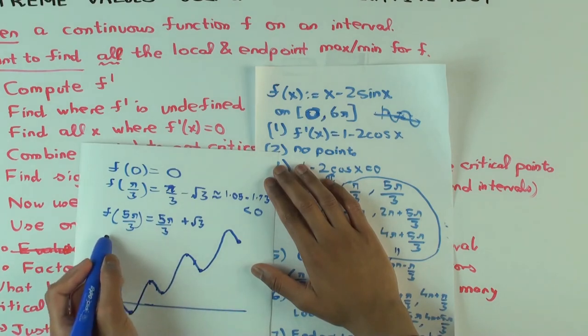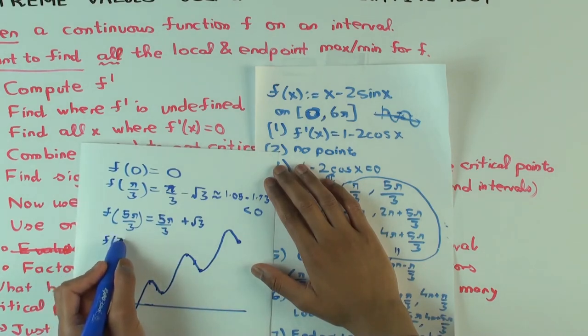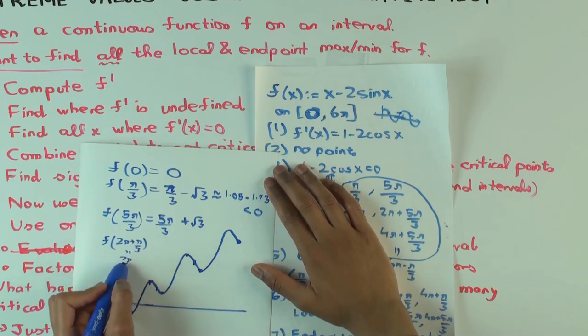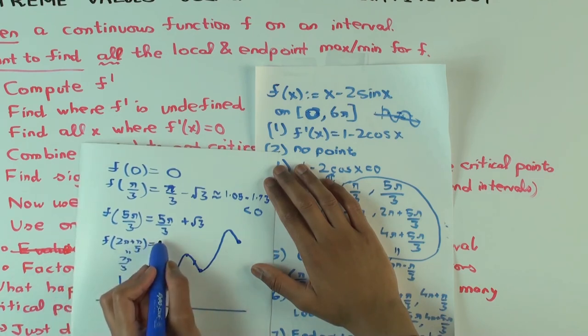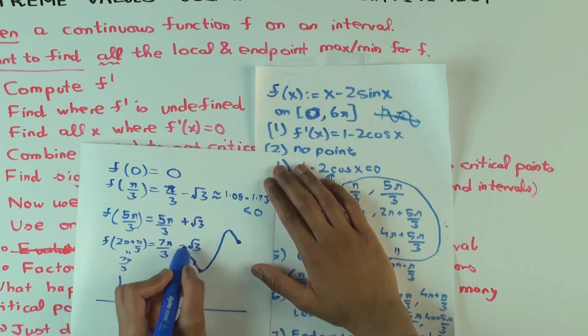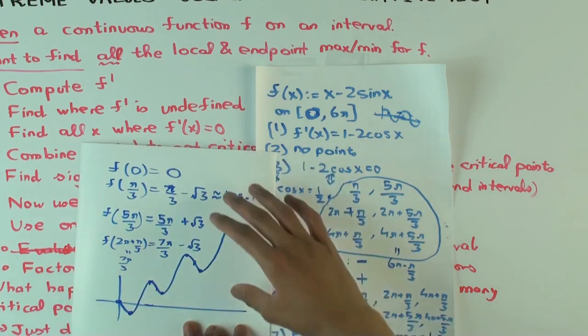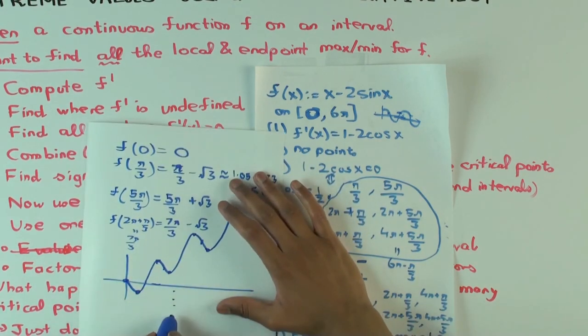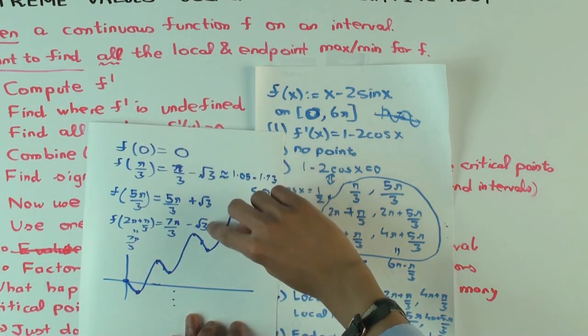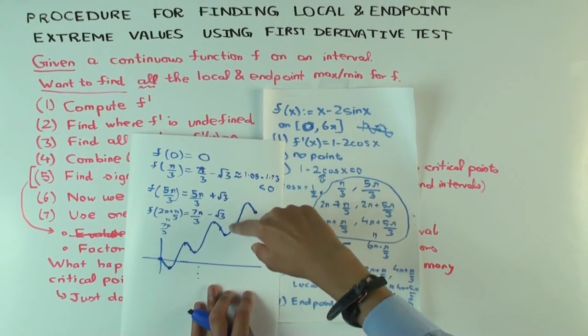Then f of 2 pi plus pi over 3, which is 7 pi over 3 here, is what? 7 pi over 3 minus square root of 3. Okay, and you could do the remaining ones. So this will be greater than this. This will be less than this. This will be greater than this. Right? And so on.